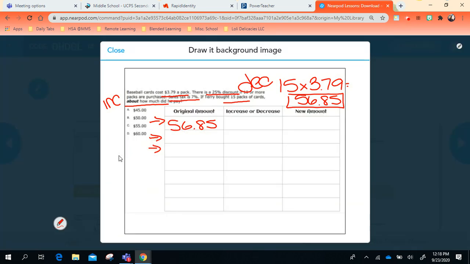Okay, so let's check it out. Let's walk through first, second, and third row. So we said increase or decrease for our first step. Decrease. Do we know our new amount? No, we do not. What is our original decimal? 1. Now, are we subtracting or adding? We are subtracting what decimal?